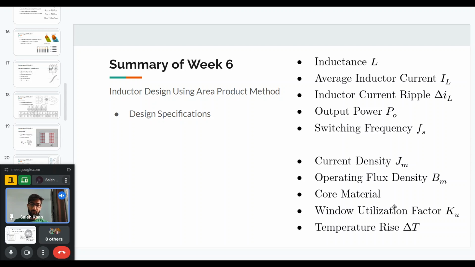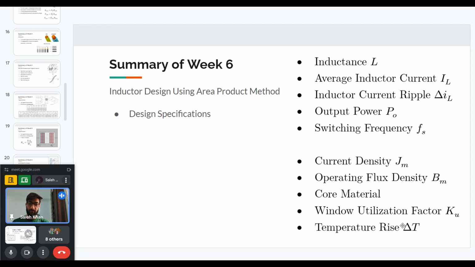And then we'll choose a utilization factor. It can be between 0.4 to 0.5, as I said. And then we'll have a temperature rise. So this temperature rise, as I mentioned previously, can be based on the Curie temperature. So the temperature should not go beyond the Curie temperature. It can also be so the insulation does not melt. So it should be the melting temperature of the insulation. Or if it's a product that has to be handled by the user, the temperature rise should be low enough so it does not harm the user.